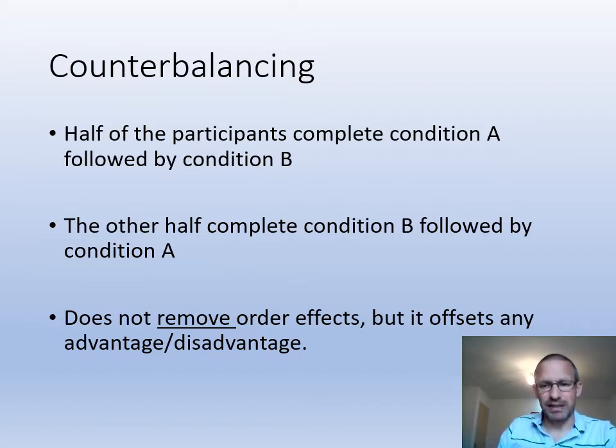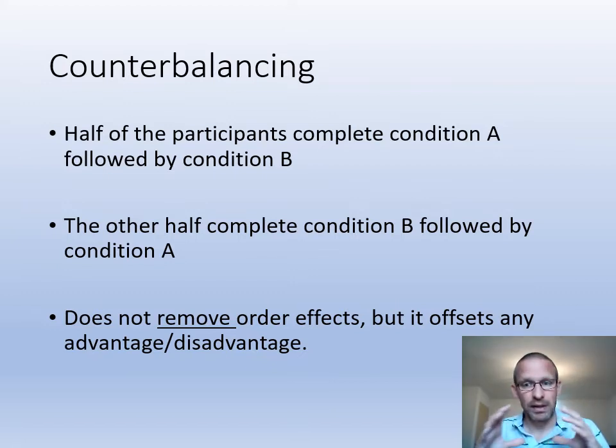You split your participants in half, not literally, but two groups. You've then got half of them do condition A followed by condition B. The other half do condition B followed by condition A. It's still repeated measures. You've still got your 50 participants who have done both conditions, but they've done them in different orders. Half have done A followed by B, the other B followed by A.